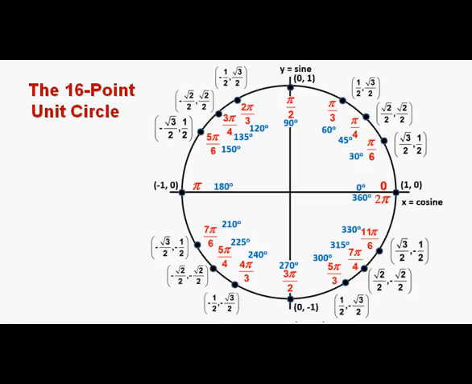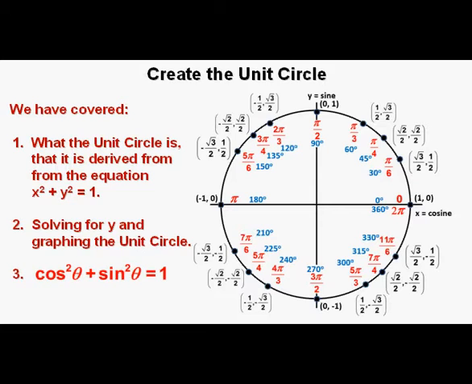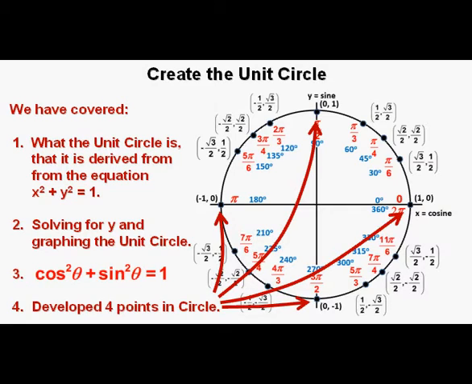Let's briefly review what we've covered in this lesson. We talked about what the unit circle is, that it is derived from the equation x squared plus y squared equals 1. We solved for y and graphed the unit circle. We introduced the Pythagorean identity cosine squared theta plus sine squared theta equals 1. And finally, we covered and established these 4 points of the unit circle.